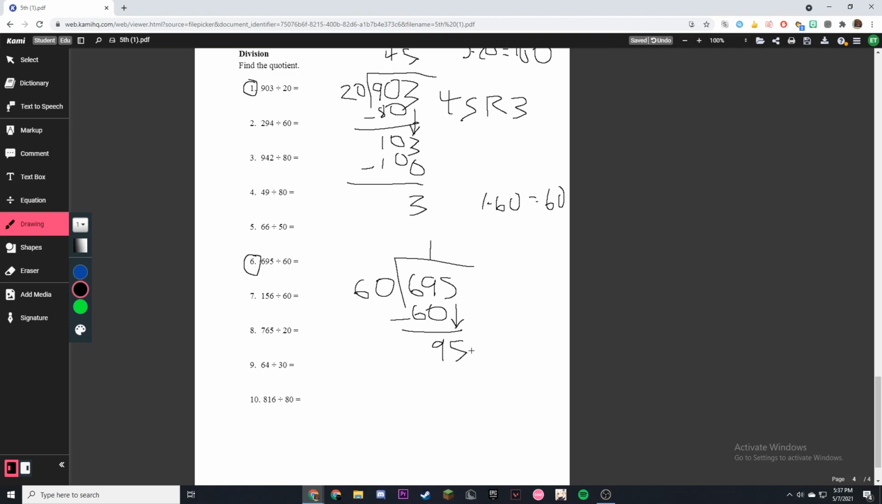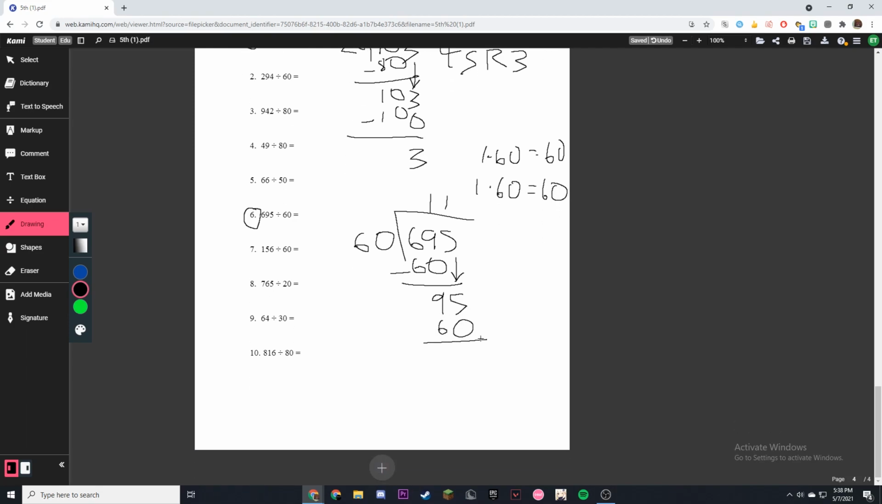95 divided by 60 is doable, and it's 1. And then 1 times 60 again is 60. So this gives us a remainder of 35. Since 35 is smaller than 60, we can't divide this further. So the answer for number 6 is 11 remaining 35.